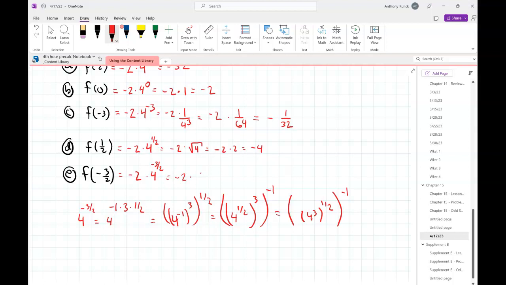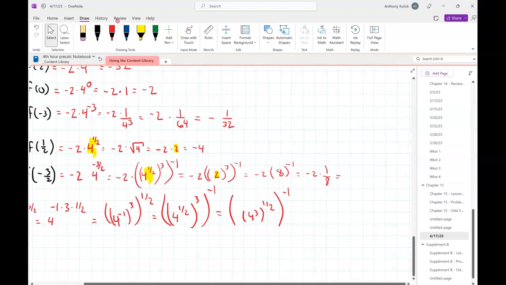The half, yeah, for sure, because 4 to the 1/2 is something I can do in my head. In fact, I just did it a minute ago. Then I'm going to do the cube, and then I'll flip it. So 4 to the 1/2 is just 2. We did that up above, right? And then 2 to the 3rd is 8. And 8 to the -1 is 1/8. And -2 times 1/8 is -1/4.